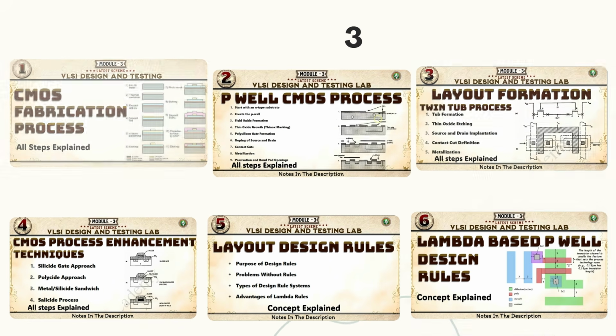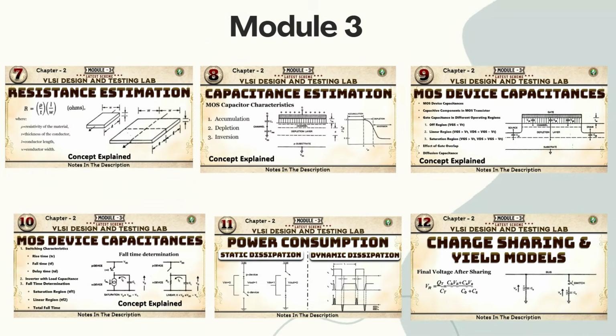Go and watch it. Then after that, in module 3, we have discussed the concepts of resistance and capacitance estimation. So from video 7 onwards, this is basically the second chapter of this module. In that, it starts with the resistance and capacitance estimation, how they are estimated inside the PMOS and NMOS enhancement transistors. We have discussed that. Then in the ninth video, we have discussed the MOS device capacitances, some of the important capacitances under this MOS transistor we have discussed.